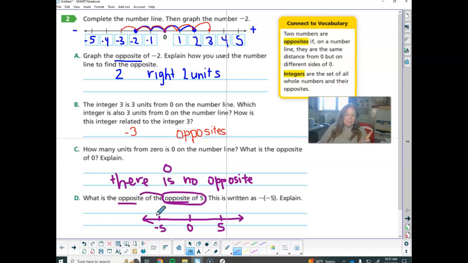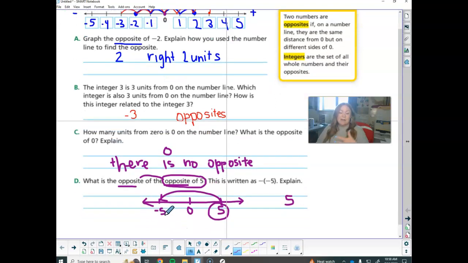But now I need the opposite of negative 5 takes us back to 5. So the opposite of the opposite of 5 is actually just 5. And if you drew this picture, I will take that as an explanation. So, right? So first we did the opposite of 5 is negative 5. But then we had to go, the opposite of that takes us back to just 5. So there you go. So we have talked about opposites. They're the same distance, but on opposite sides of 0. So make sure you have A through D filled out to get credit for that.